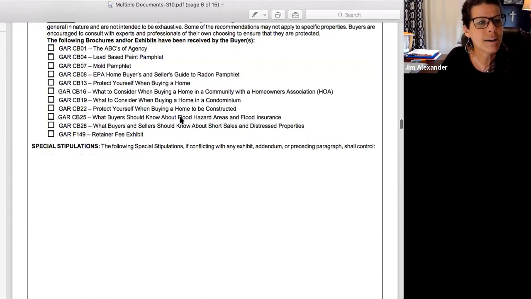But I would say definitely the CB13, the CB16, and the 25 should be on every transaction. And also number 1, the ABCs. Those 4, I think, need to be in your buyer presentation, in your buyer packet, on every transaction. Any questions about those?